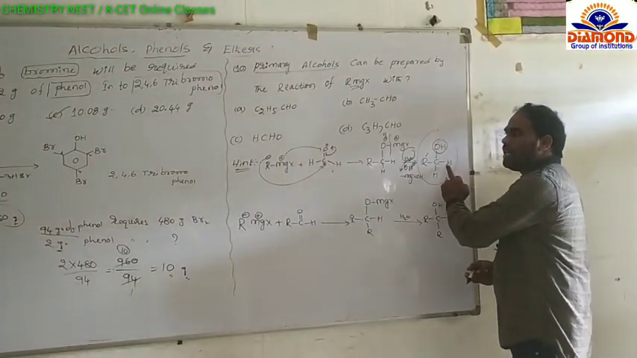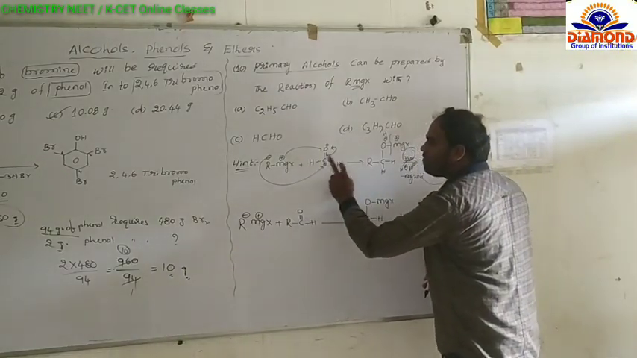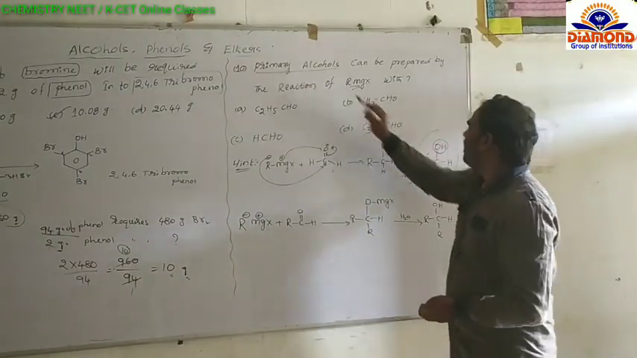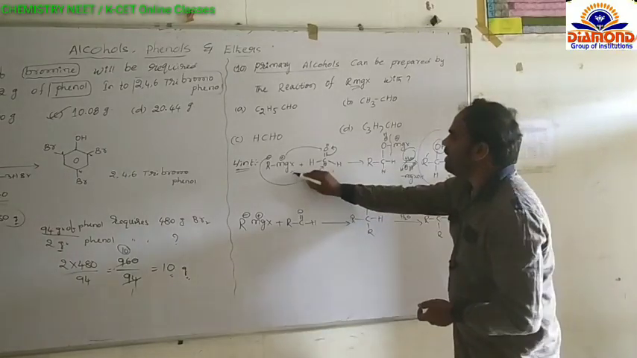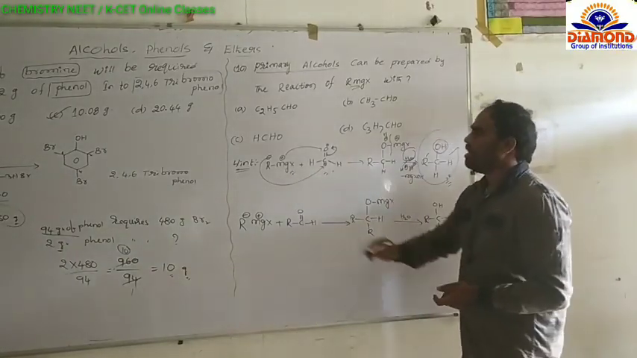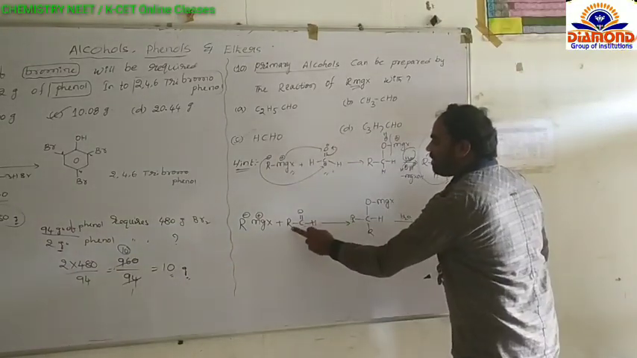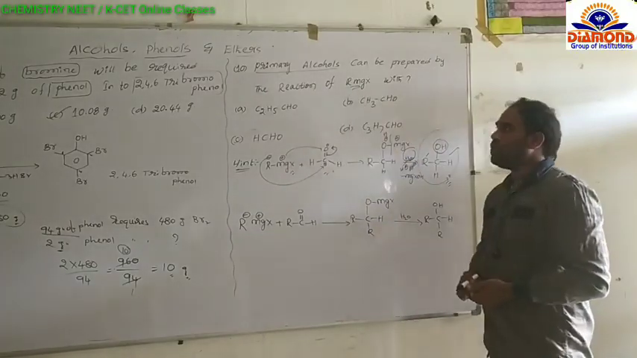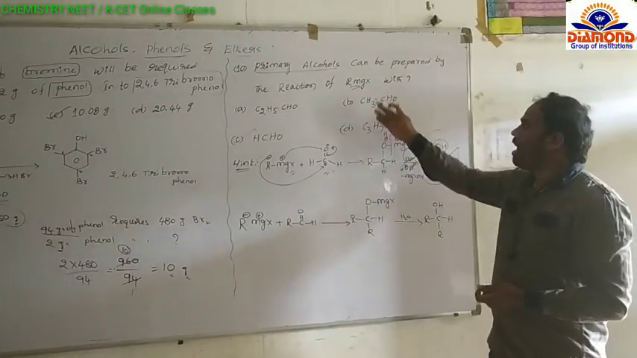So primary alcohols can be prepared by the reaction of Grignard reagent with formaldehyde. Therefore, option C is correct. Instead of formaldehyde, if we take A, B, D, these are aldehydes.